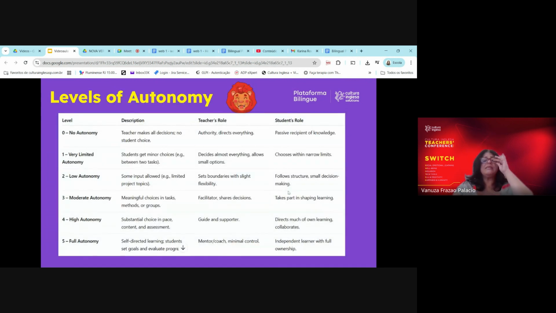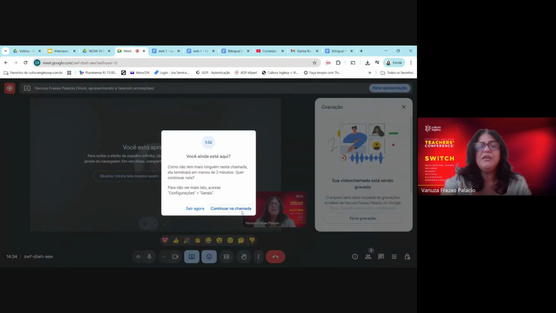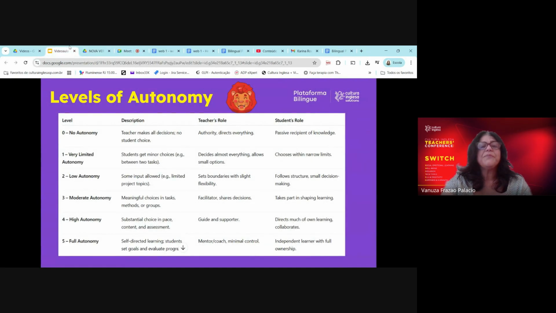So now let's take a look at this table here, so that we can understand where you stand. Well, if you have placed yourself at 0, it means you could be very authoritarian, very controlling, not guiding students to actually being more independent.